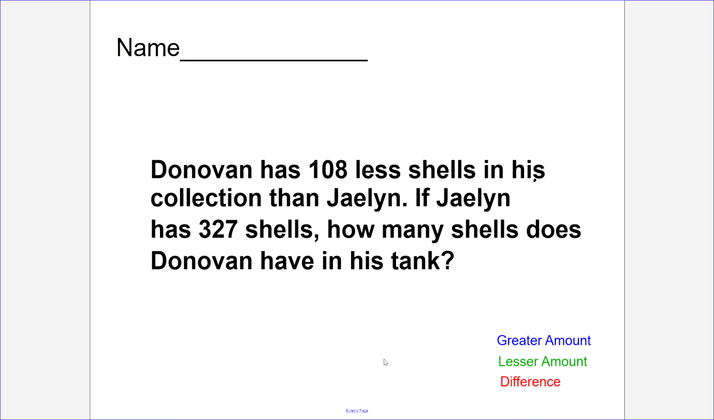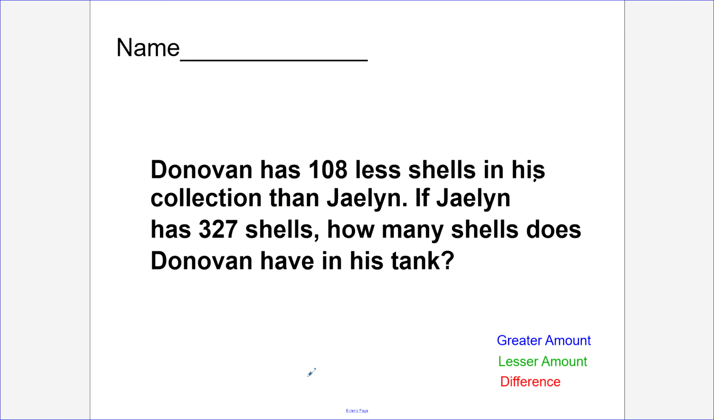Let's go ahead, third grade, and now look at three problems. We're going to use the difference words to figure out which piece of information is the greater amount, which piece of information is the lesser amount, and which piece of information is the difference. I'm going to read the problem, and we're going to find the two pieces of information as well as the question.